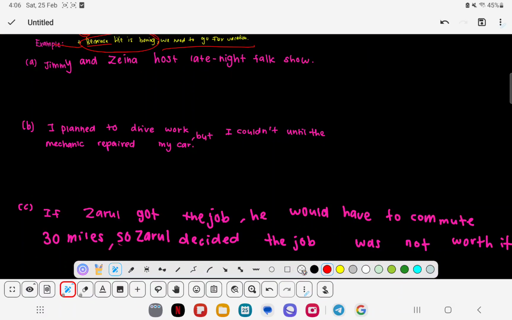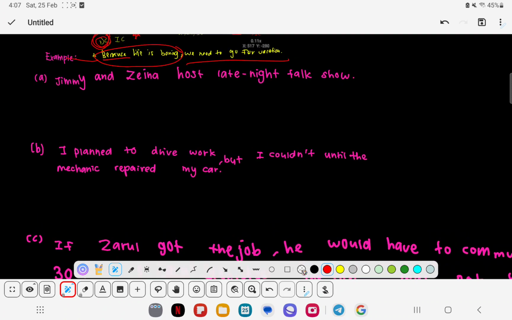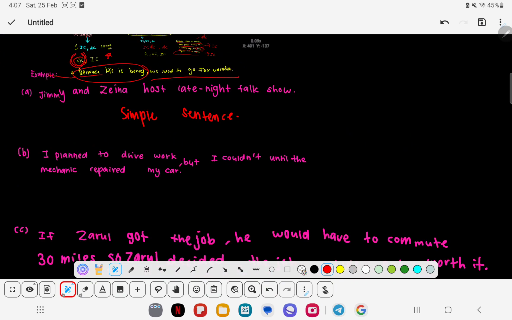Okay, here we can see an example. Jimmy and Zaina host late night talk show. What do you think this is? This is simply a simple sentence. It's basically just a simple sentence.